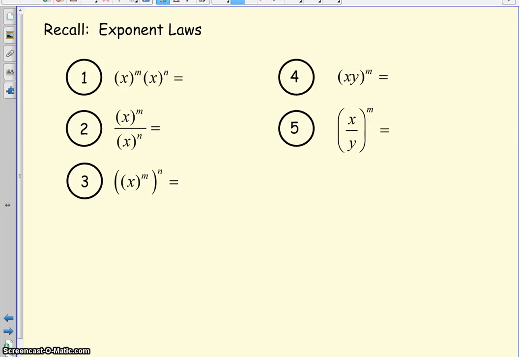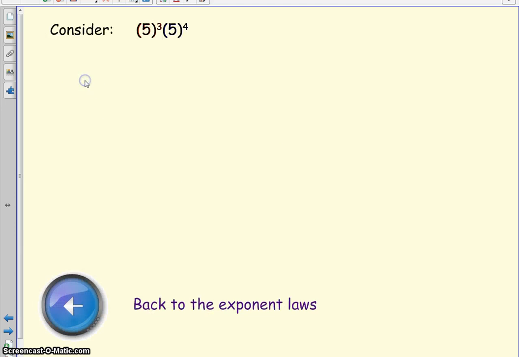So the first thing we have is x to the m times x to the n, i.e. you're multiplying two different powers that have the same base. Okay, let's just remind ourselves of what happens there. You may remember the rule, but let's just see why it happens. Okay, so let's take a look at 5 to the exponent 3 times 5 to the exponent 4. If we were to write that out in expanded form, 5 to the exponent 3 is 5 times 5 times 5, and 5 to the exponent 4 is 5 times 5 times 5 times 5. So altogether we have 7 copies of 5 multiplied by each other.